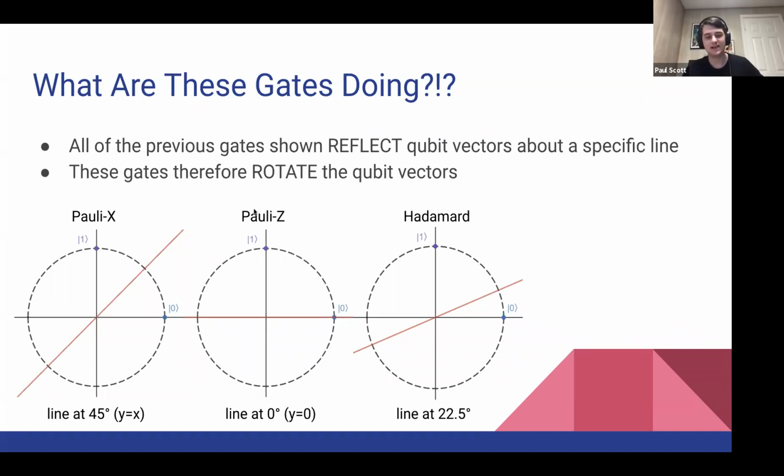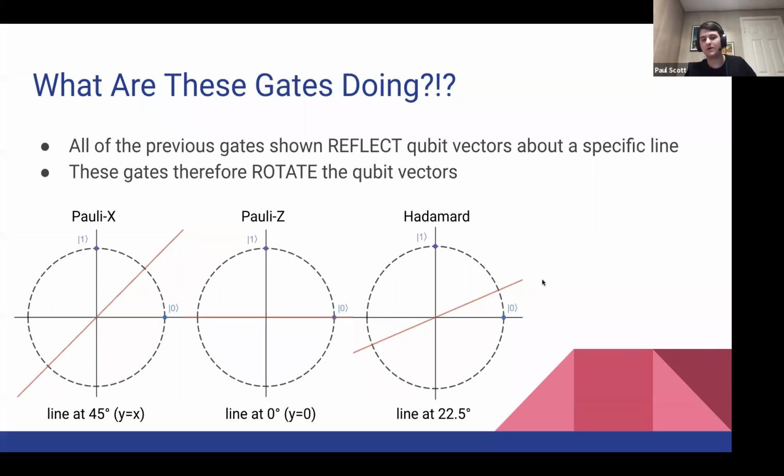So the Pauli-Z gate does the same thing, except now we're dealing with the line at 0 degrees, y equals 0. Because the definite 0 state doesn't have a probability amplitude for the 1 state, it's not going to make a change, so you can see it'll just stay the same. However, if we're in the 1 state, it's just going to make it negative, so it'll go down here to the negative 1 state.